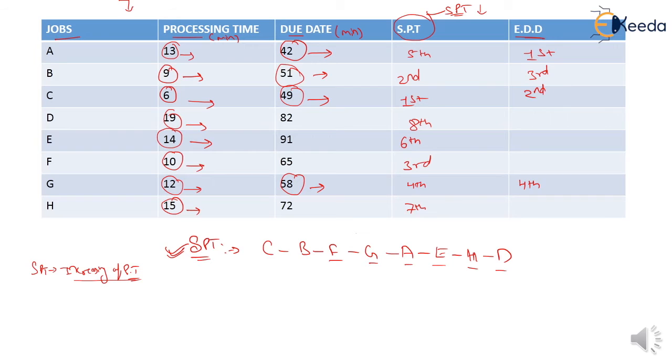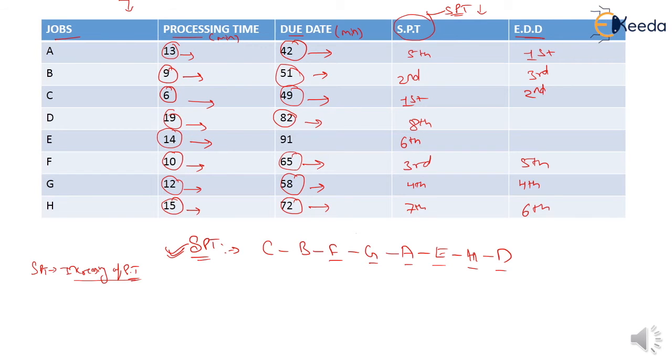Next higher is 65. So F job is taken as fifth. Next higher is 72. So H job is taken as sixth. Next higher is 82.